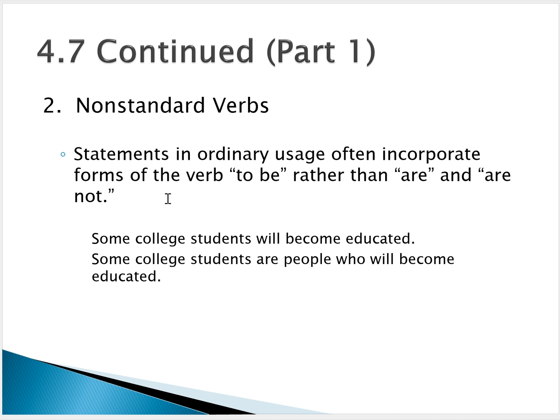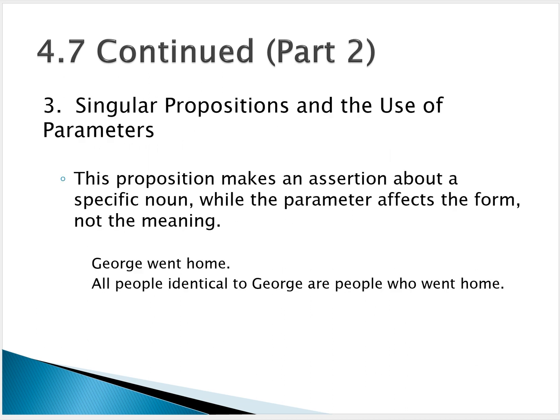You could have non-standard verbs. Like, some college students will be educated, they'll become educated. So you might need to rewrite that as some college students are people who will become educated. Slightly different, but it makes it flow a little bit better with our different forms. So you might need to change the verbiage just a little bit to make it work.